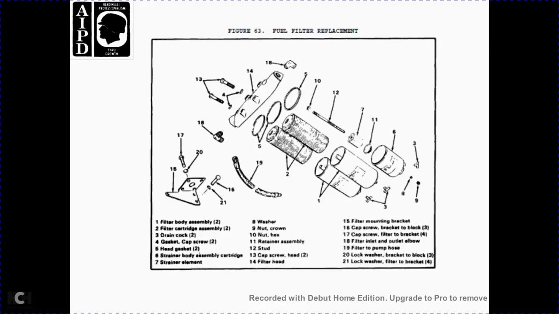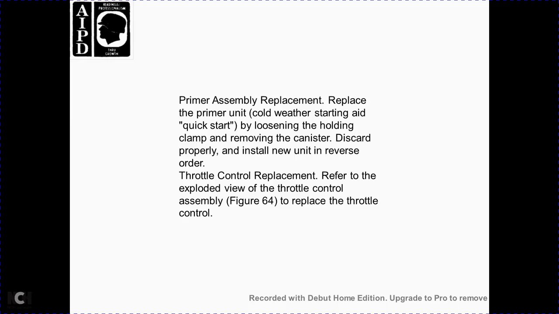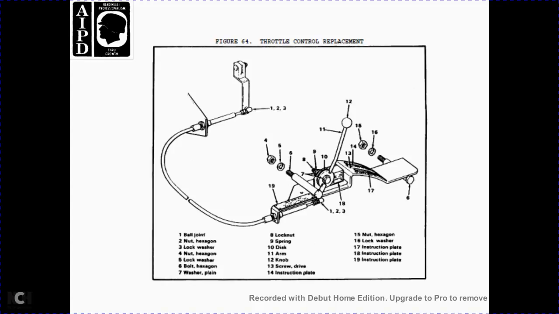Fuel filter replacement: replace the filter body assembly, the primary assembly, with the primary unit. For cold weather starting with the quick start, loosen the holding clamp, remove the canister, and scrub it properly. Install the unit in reverse order. Throttle control replacement, refer to the exploded view of the throttle control assembly, Figure 64, to replace the throttle control.